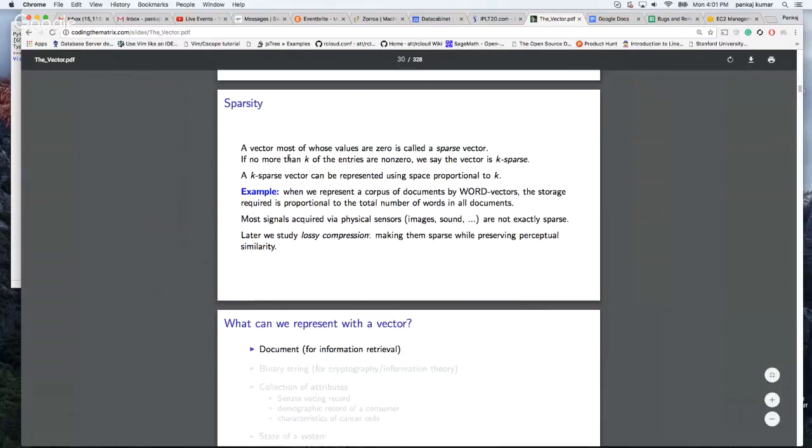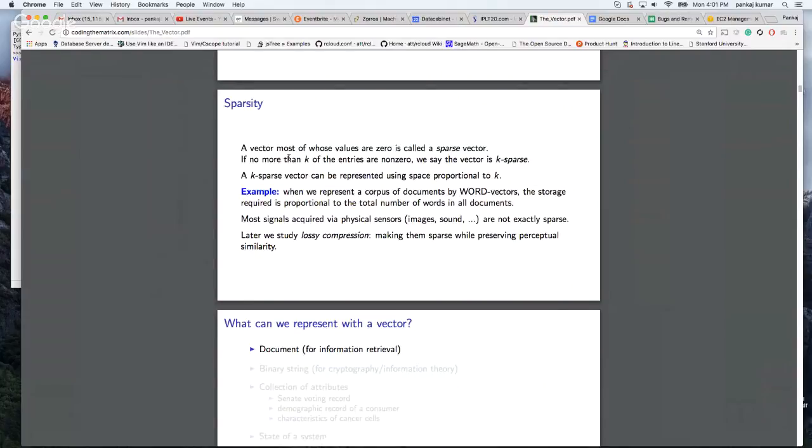If a vector is sparse, so most of the values are 0, then it is called k-sparse if there is a guarantee that no more than k of the entries will be non-zero. That makes it k-sparse. For example, it gives an example that most signals acquired by physical sensors, such as images and sound, are not sparse, because each channel has a value.